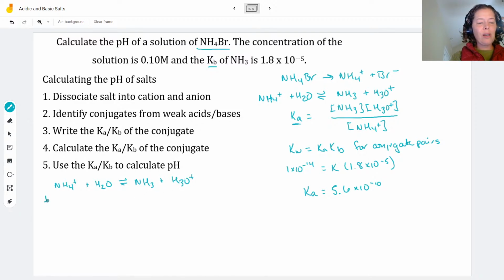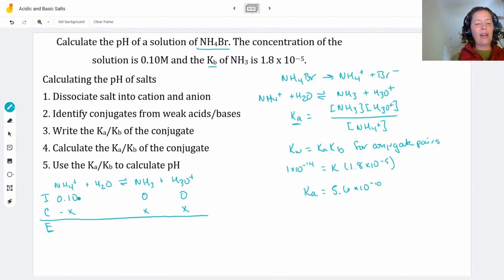All right, so ICE. I is initial. How much are we starting with initially? Well, we're starting with 0.1 molar, and we're starting with no ammonia and no hydronium. Then change: how much is it going to change? We don't know, so we call that X. We're going to use up some of our ammonium cation, and we're going to create some ammonia and some hydronium.